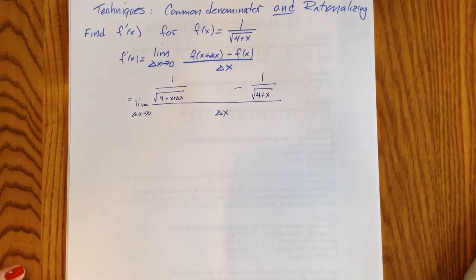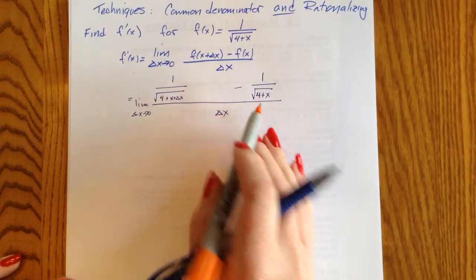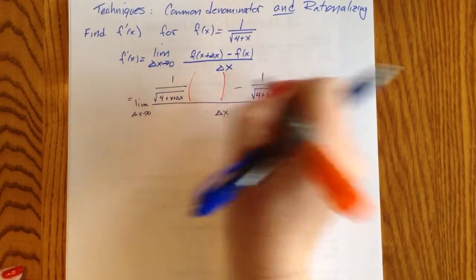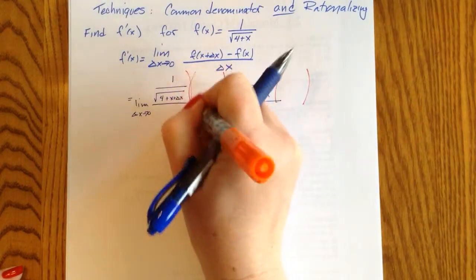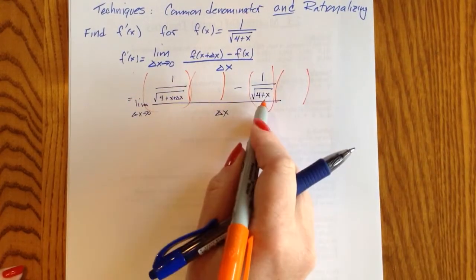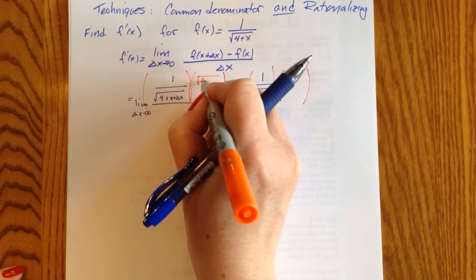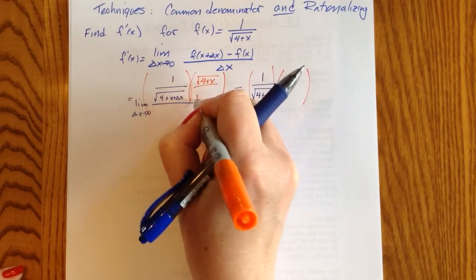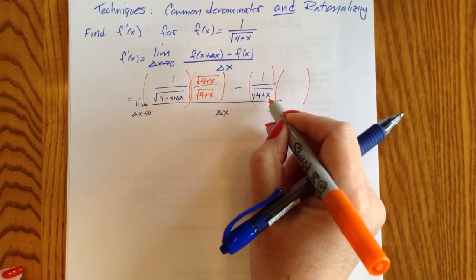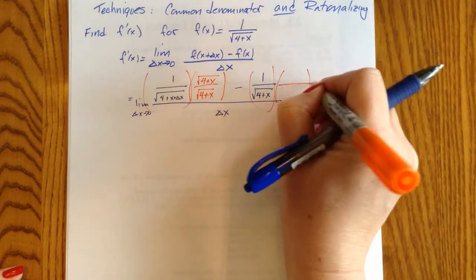So now the common denominator work. We need a common denominator. The common denominator is both of these. There is no way around it. We are going to multiply each fraction by a form of 1. Let's get all the parentheses in there. This one is missing the denominator of square root of 4 plus x, so I will put a form of 1 here. This fraction has the square root of 4 plus x, but is missing the square root of 4 plus x plus delta x. Giant form of 1.